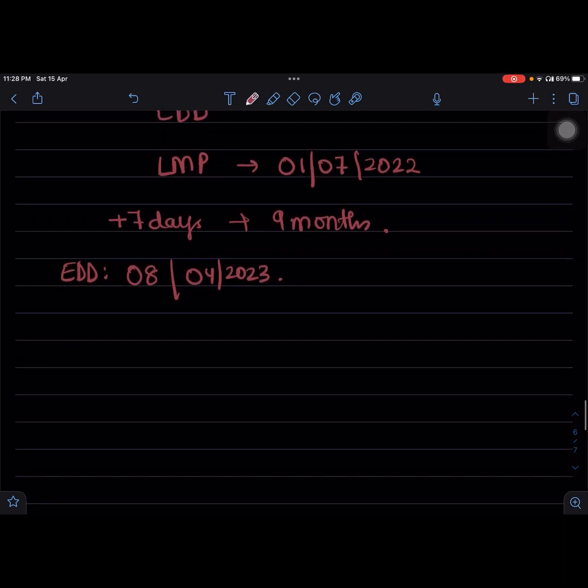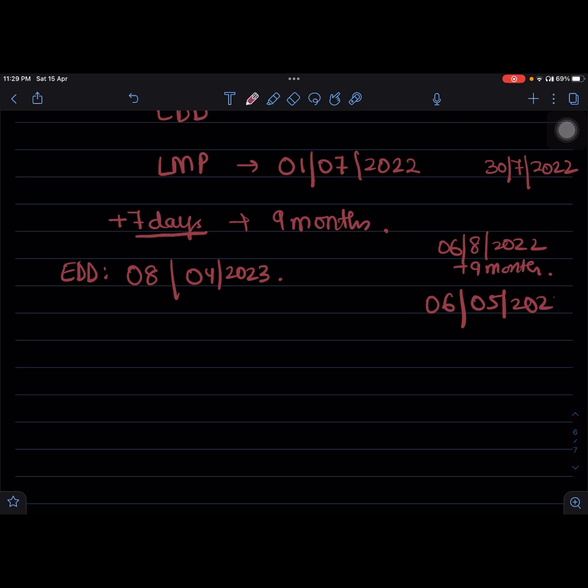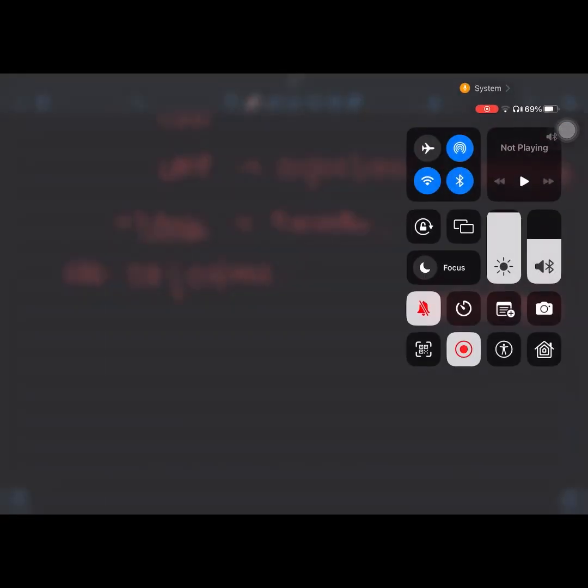Now supposing I give you the LMP as 30th of July 2022. Remember, first add the 7 days. If you add the 7 days, you will get the date of 6th of August 2022. And to this, you will add the 9 months. So now if you add the 9 months, it will be 6th of May 2023. I often see students making the mistake of simply adding 7 here and 9 there. That is fine, but what if the months are changing? Besides, it's common sense also.